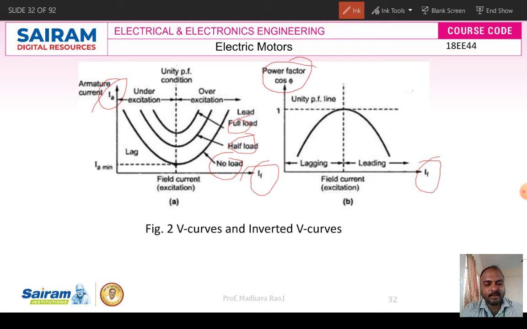In our Electrical Machines Lab 2, we have this experiment. There we will conduct the experiment and also observe these curves from the various readings.